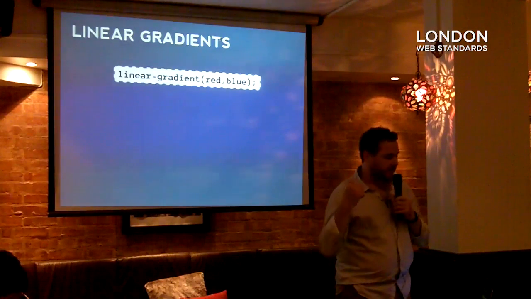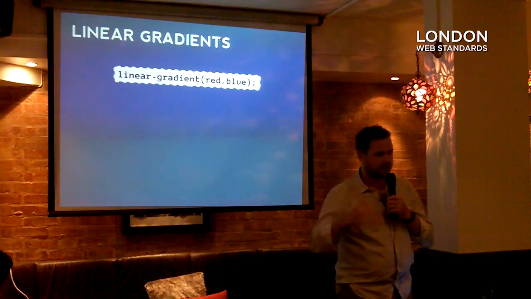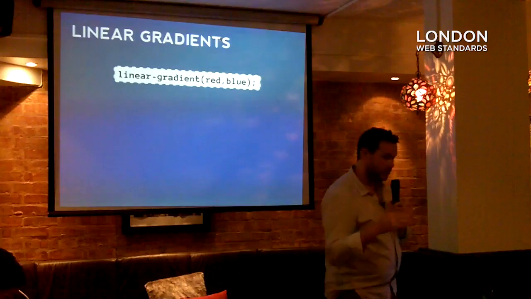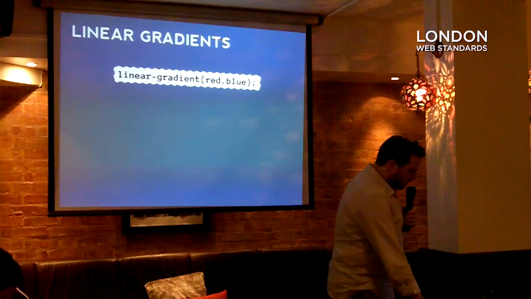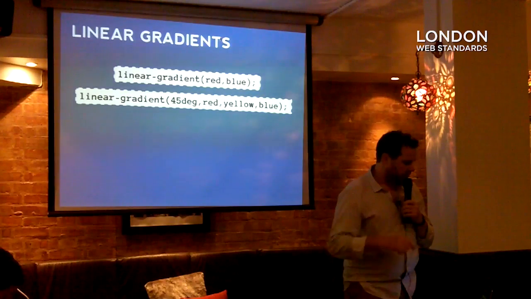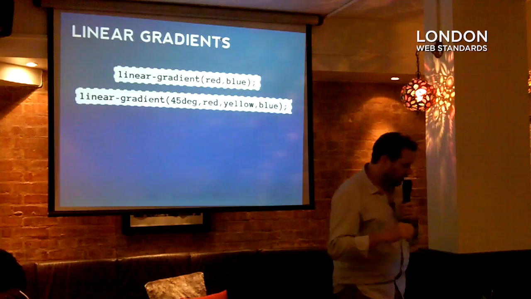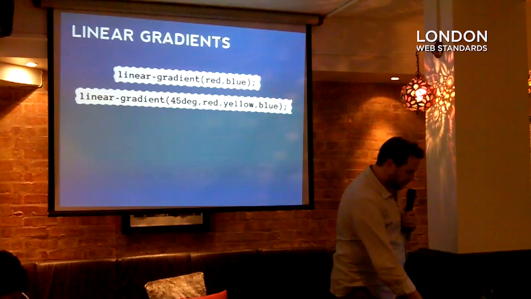This is a very simple syntax that will make a gradient that goes from the top of the element to the bottom and just transitions between 2 colors equally on the way down. You can also change the angle of the gradient, so this one will go from, I believe, top right corner to the bottom left, could be the opposite, and transitions between 3 colors.